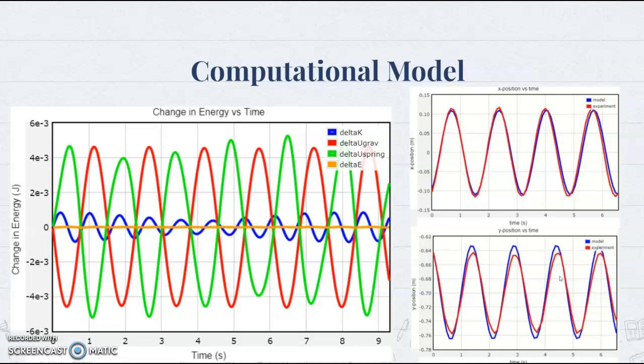As for our results, we can see here that the orange line represents delta E, or the energy principle, which remains at 0 for the entirety of the experiment. As for the two graphs on the right, the model closely predicted the x position, but not as much for the y position. This could be due to our experimental model experiencing drag forces that our computational model did not account for.